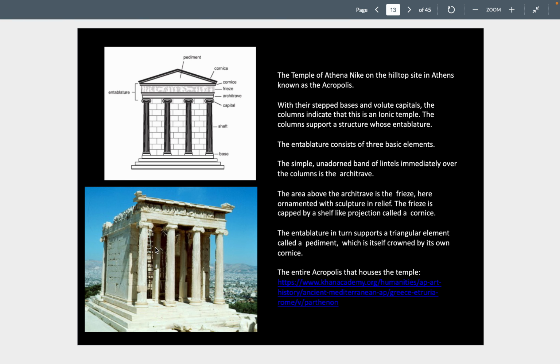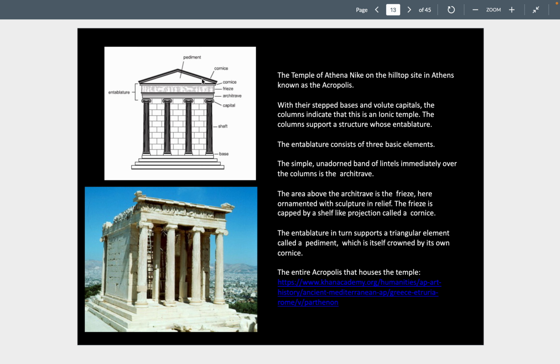So this is what the entire form of the temple would look like. So here we're looking at a small temple on the Acropolis, the giant hill where the Parthenon is at. And the entablature is the architrave and the frieze, and the frieze generally has bas reliefs and stories on them.